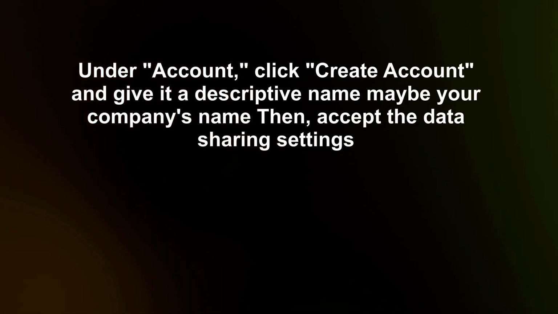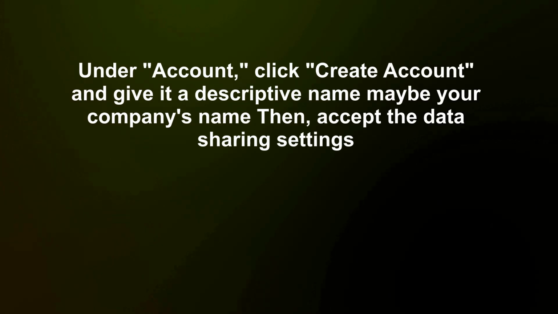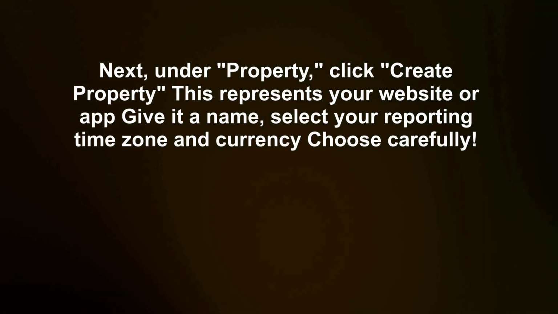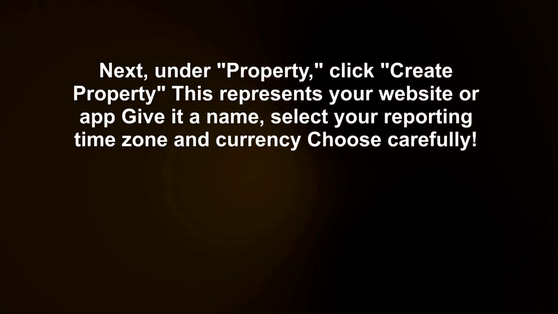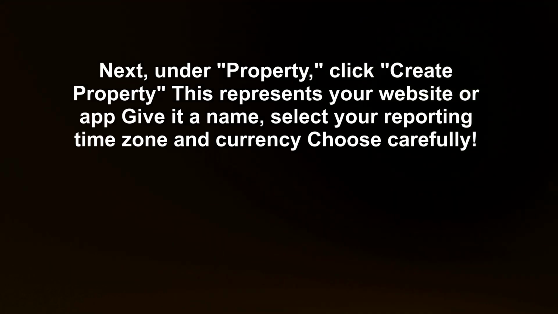Under Account, click Create Account and give it a descriptive name, maybe your company's name, then accept the data sharing settings. Next, under Property, click Create Property. This represents your website or app. Give it a name. Select your reporting time zone and currency.